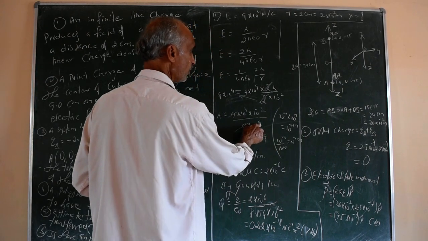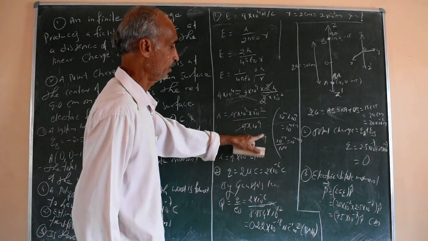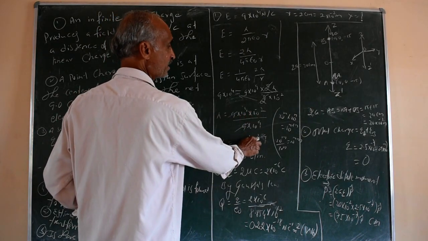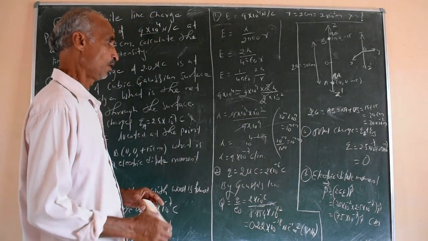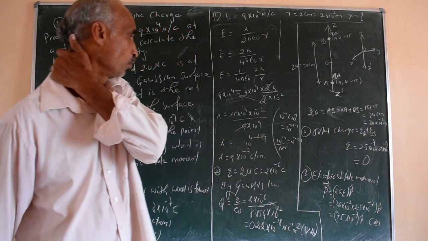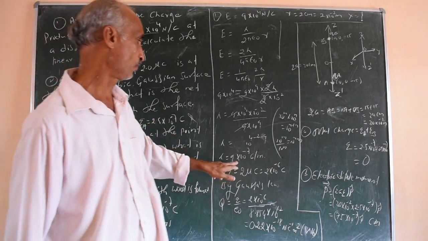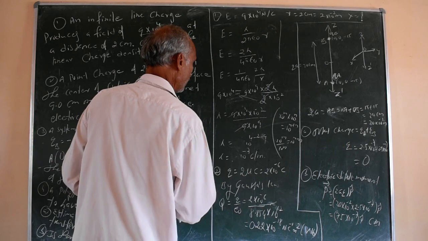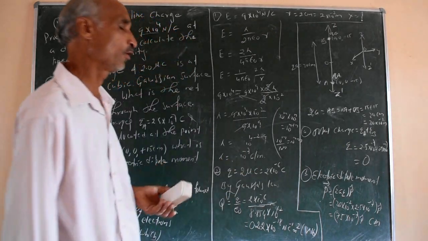Therefore, this 9 goes to the numerator: a raised to m upon a raised to n is a raised to m minus n. Total it is 4 minus 2 minus 9, that is equal to minus 7. So lambda is 10 raised to minus 7 coulombs per meter.